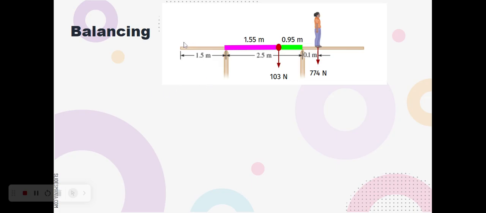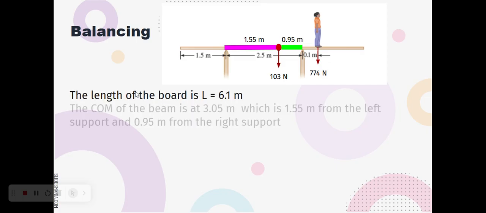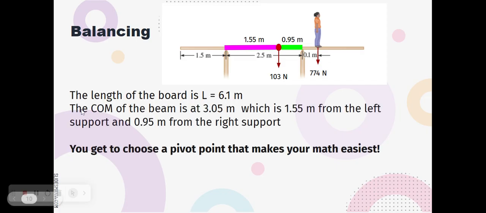Okay, here is the picture drawn as a free body diagram, sort of. I should have put arrows up for each one of these supports, but we do have the downward forces here. We know the length of the board, so the center of mass of the beam is right here, which is at 1.5 meters from this support and 0.95 meters from this support. Okay, and then we know that the person is 0.1 meters away from this right-hand beam.